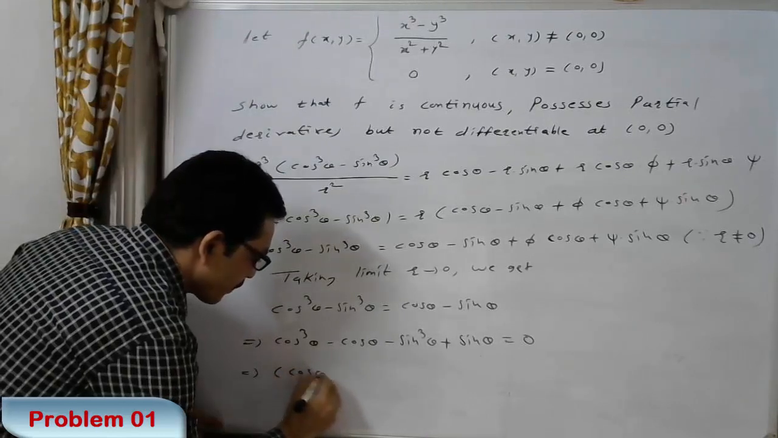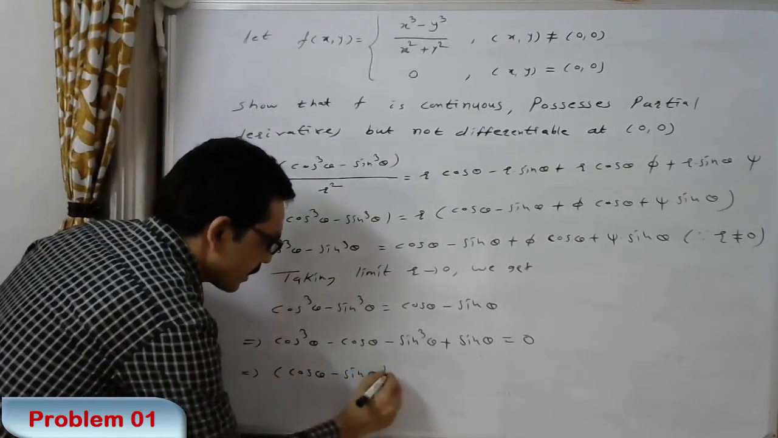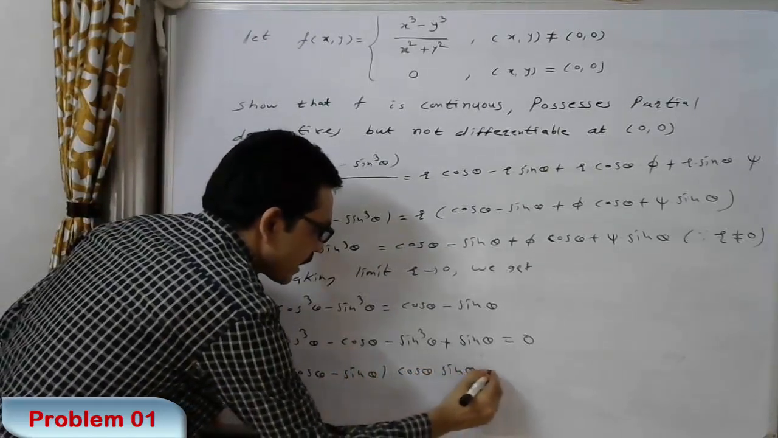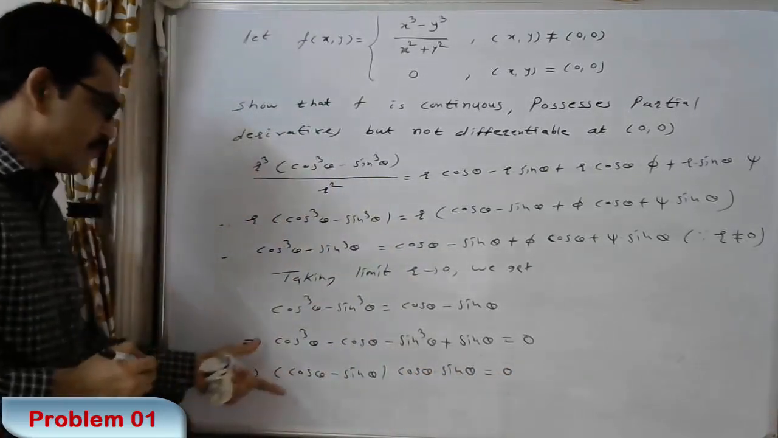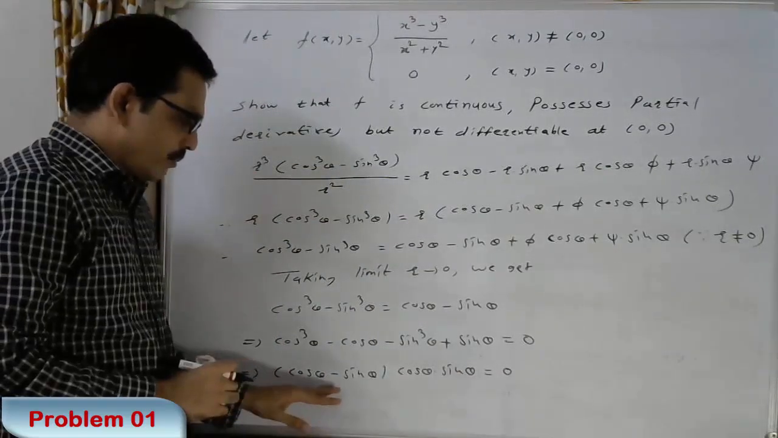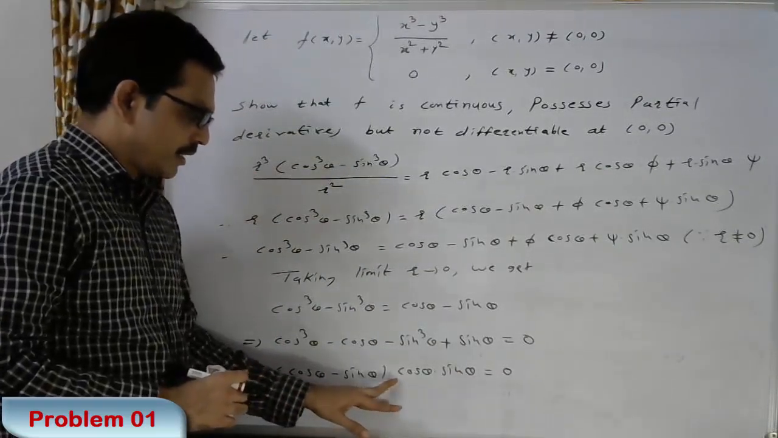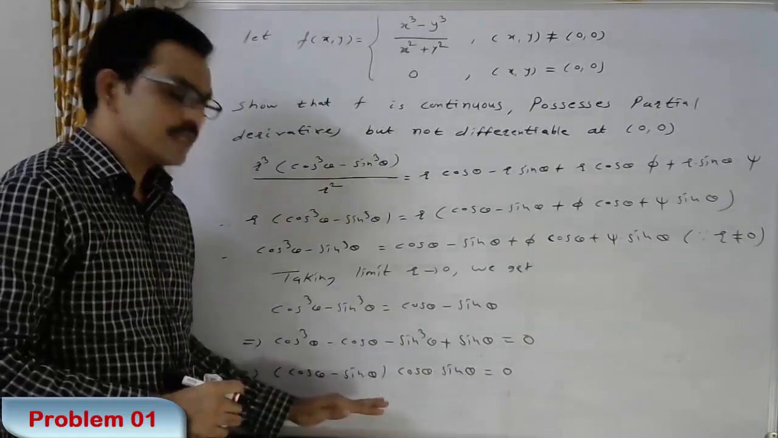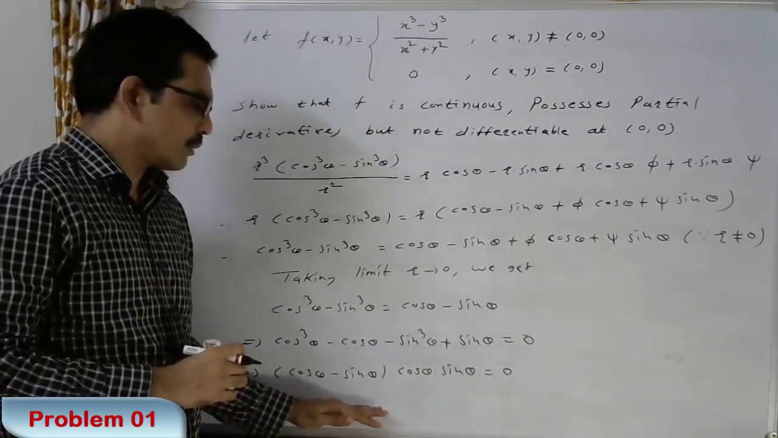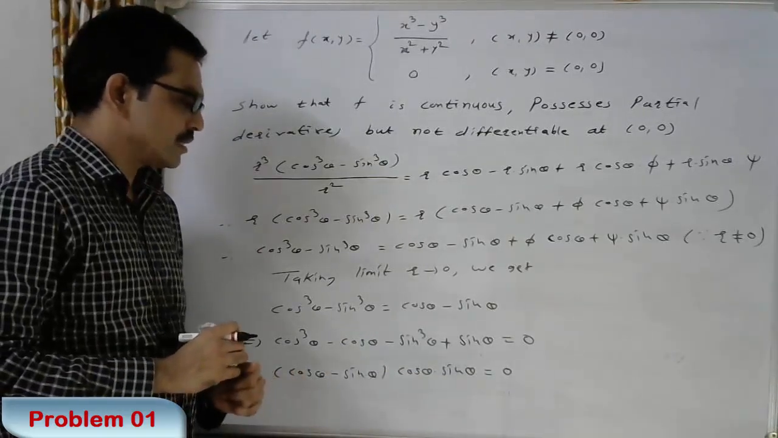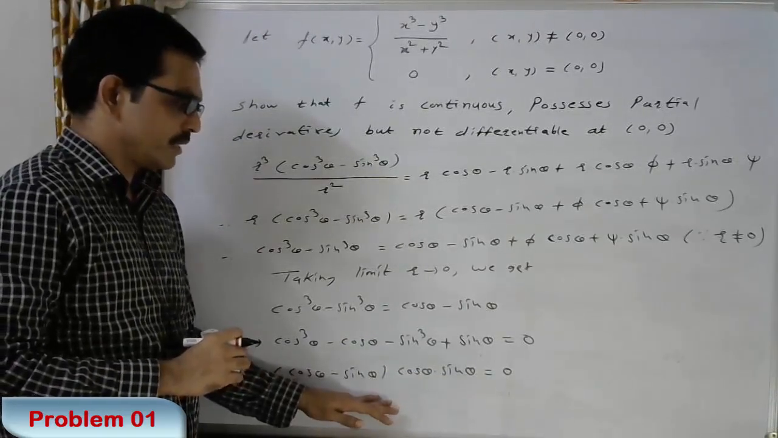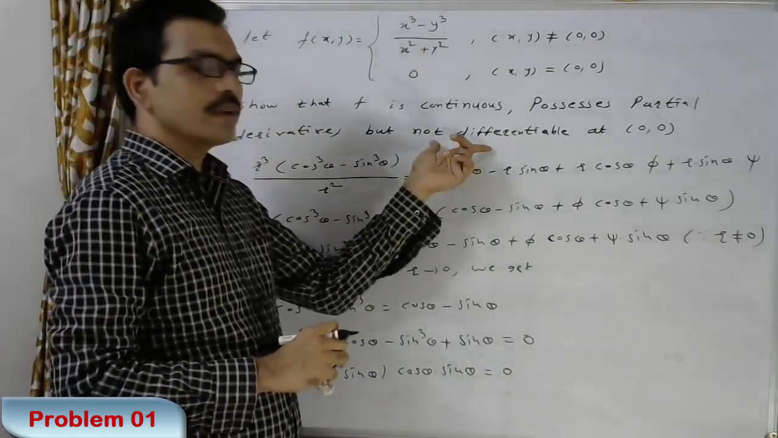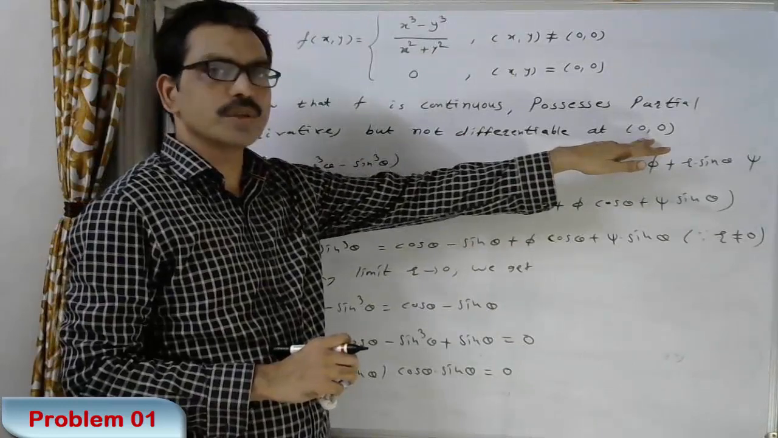(cos theta minus sin theta) into cos theta sin theta is equal to 0, which is not possible for arbitrary theta. Therefore, we say that the function f is not differentiable at the point (0,0).